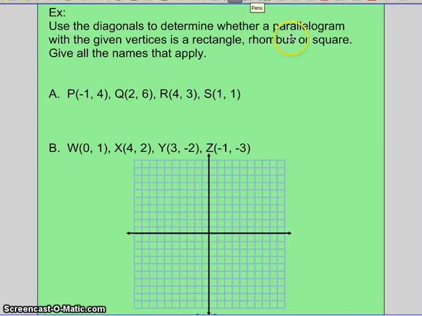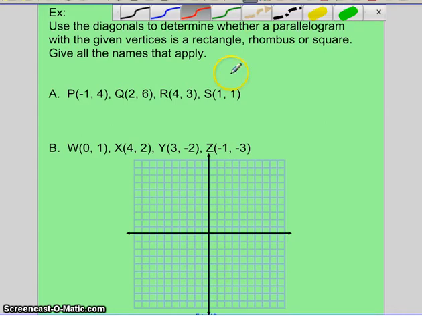Okay, so we've got already that it's a parallelogram, so we don't have to worry about that fact to use any of these theorems. So we've probably got to worry about the distance of the diagonals to see if they're the same, see if they're congruent, and we've got to worry about the slopes to see if they are perpendicular or not.